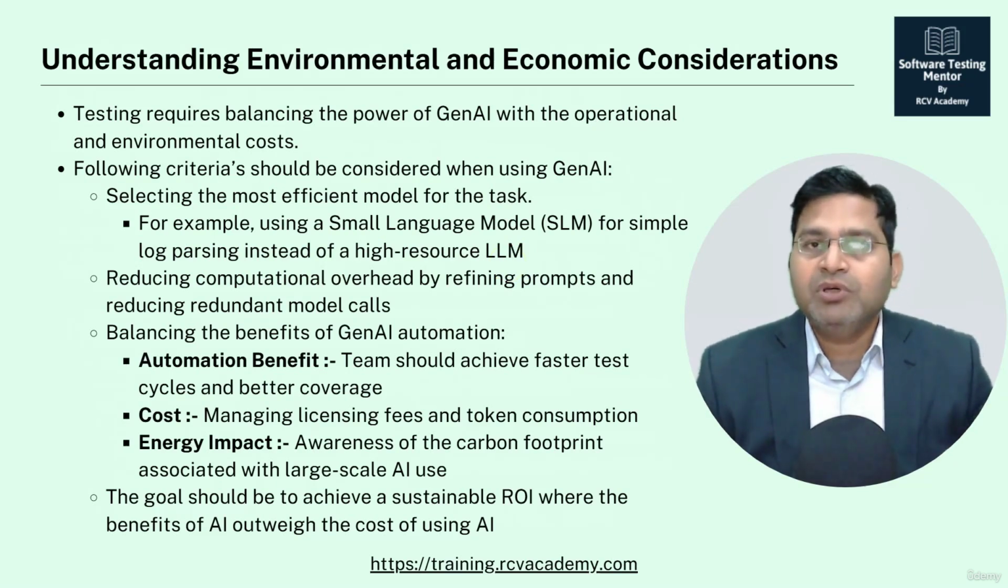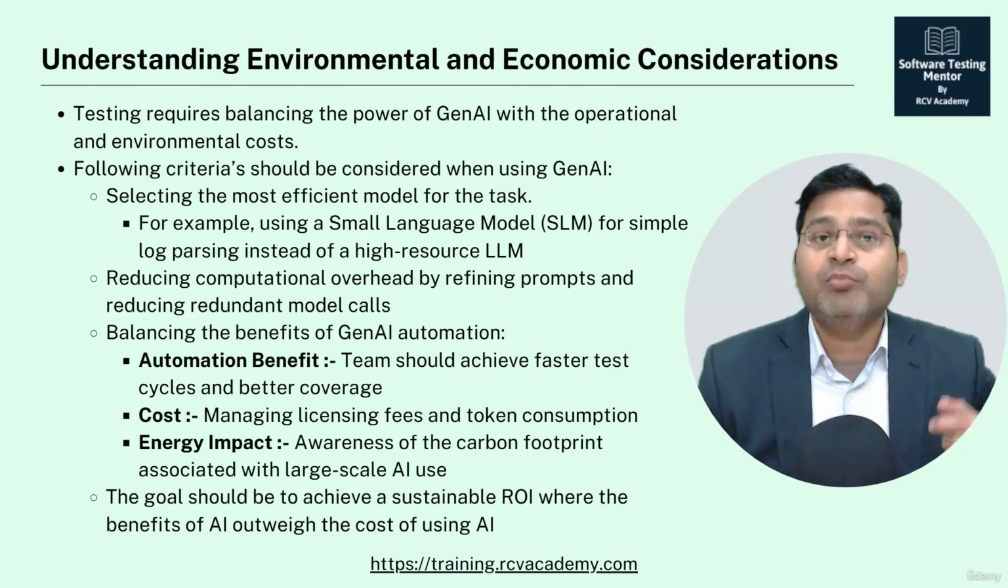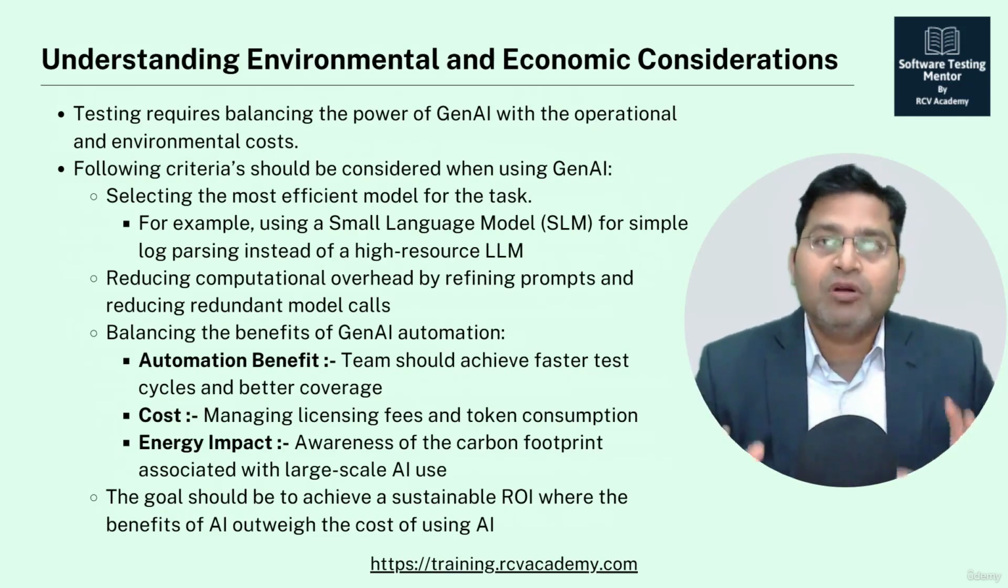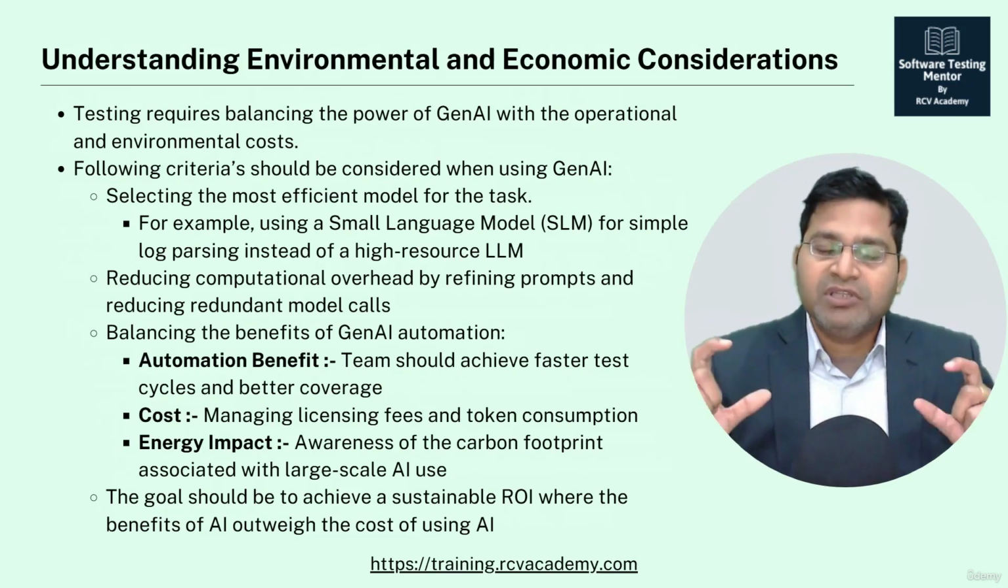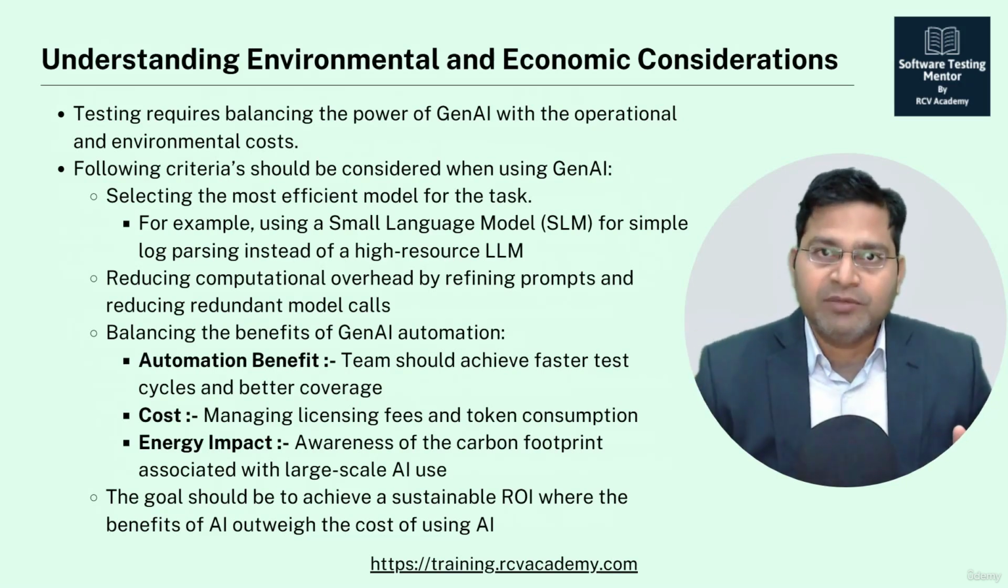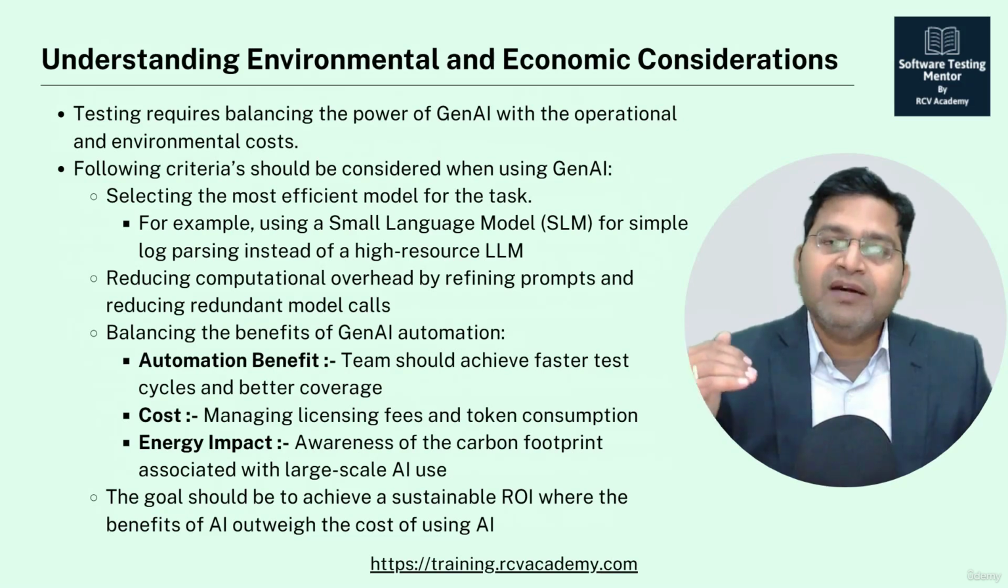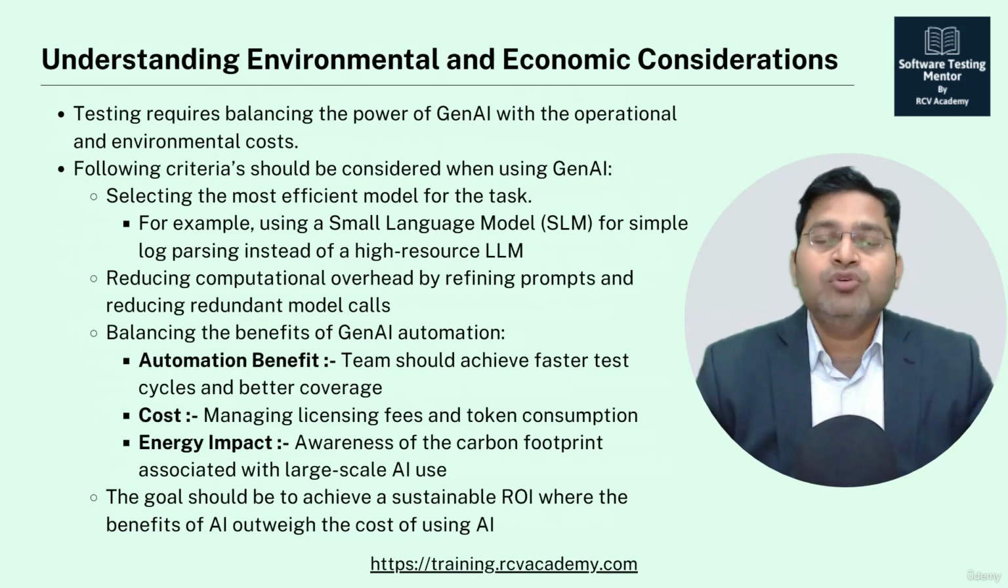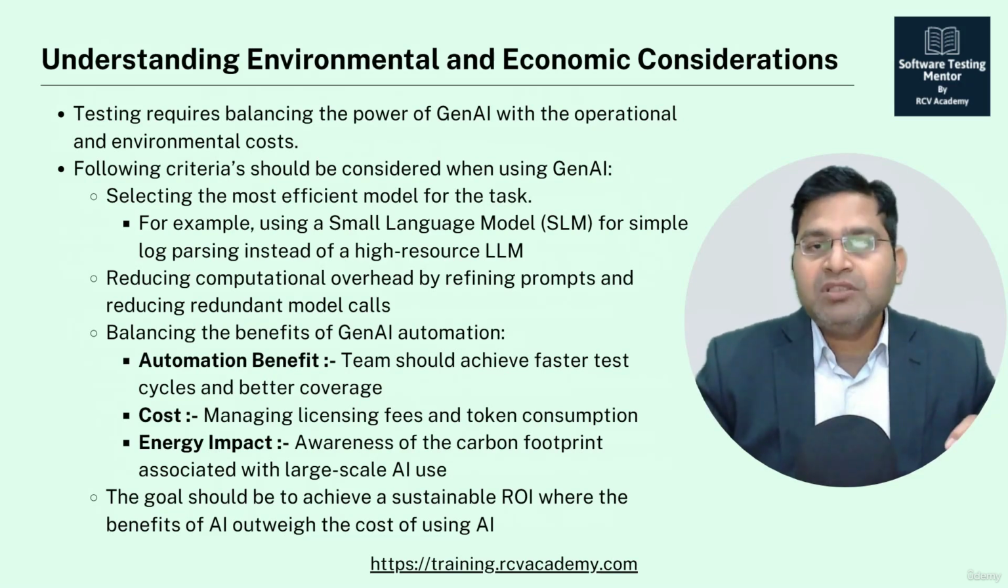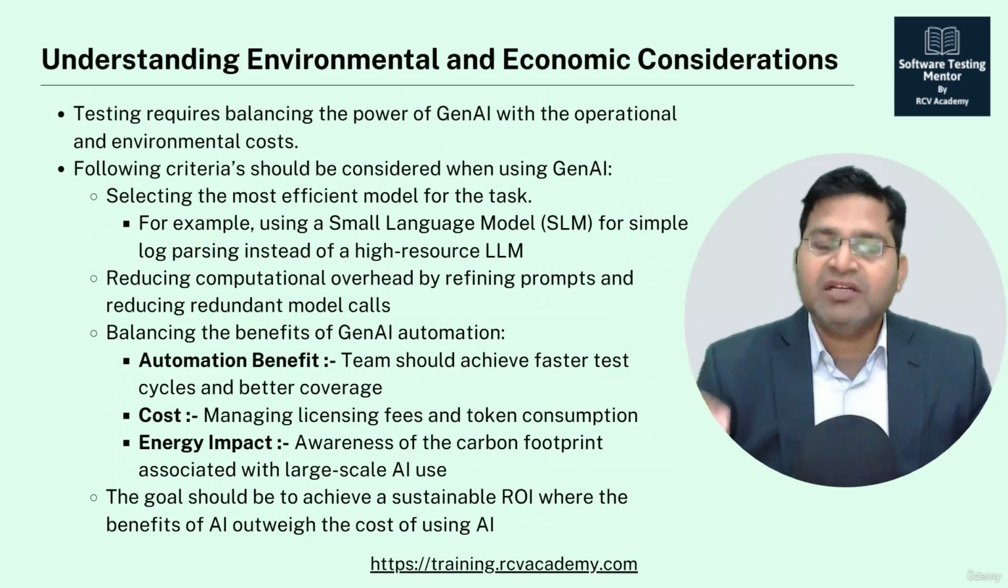Then reduce computational overhead by refining the prompts and reducing redundant model calls, making sure the prompt that you define provides the best outcome. Refine the prompt and do not make unnecessary redundant calls, because the more you prompt, the more it costs you money. Prompts in turn are tokens, and tokens cost money. Each interaction costs money, and it also has an environmental and carbon footprint, because huge data centers keep running to provide the output that you are asking from the large language model.